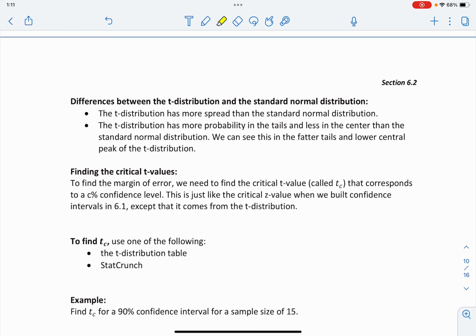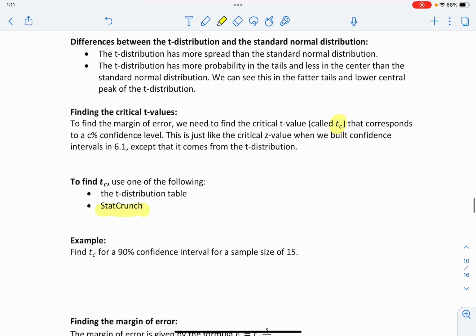So the first thing we'll need to do is find critical t values instead of critical z's. So that's called the t sub c. We could use a table, but in an online class I like to focus on StatCrunch since we'll always have that available to us. So let's practice finding a t sub c for a 90% confidence level, sample size 15. So you will need the DF. If the sample size is 15, the DF is 15 minus 1, 14.